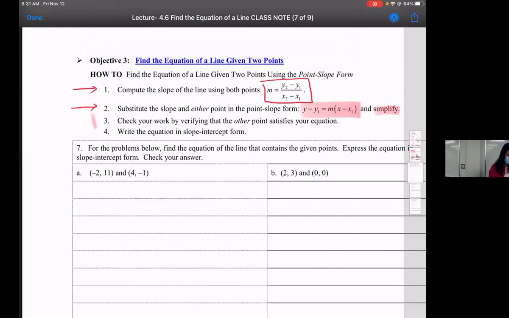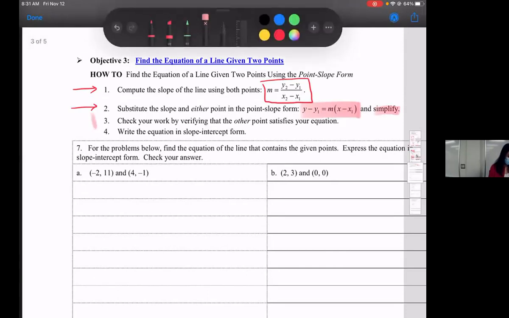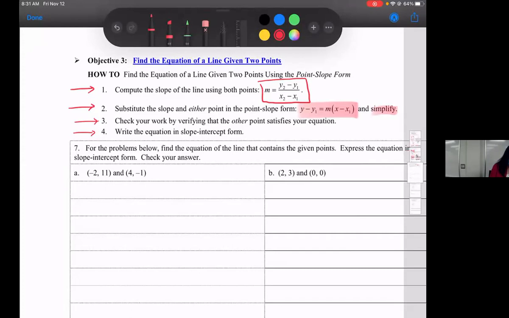I don't think I do this much. And then make sure you write the equation in slope-intercept form. Maybe sometimes I skip step 3. I might skip it, because it gets too long, too tedious.